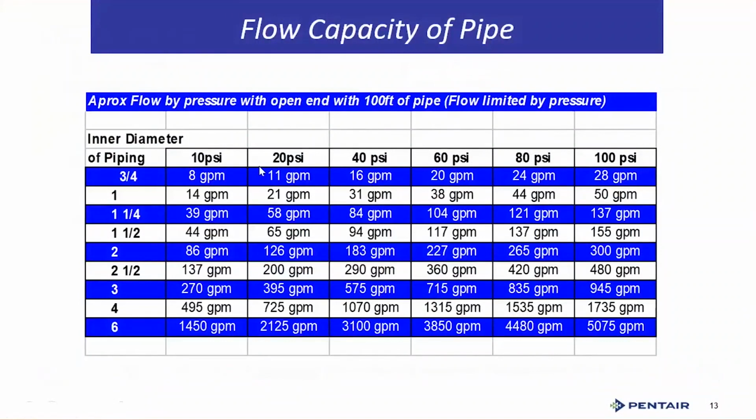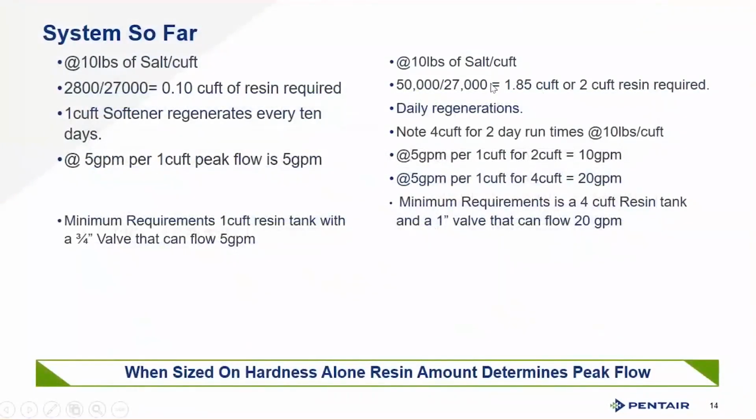No issues. Now for 10 pounds of salt in the commercial application, I'm going to select 5 GPM per cubic foot in the first scenario, with a 2 cubic foot softener that can handle that. I can only handle 10 GPM.